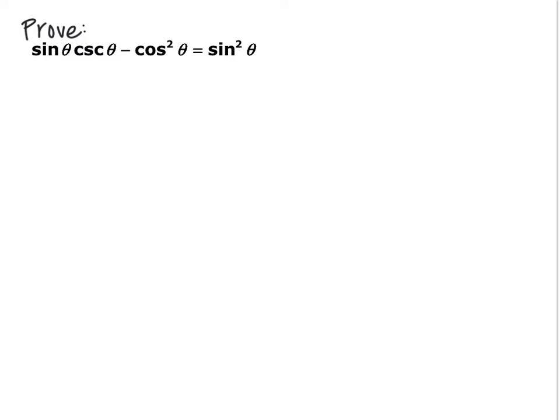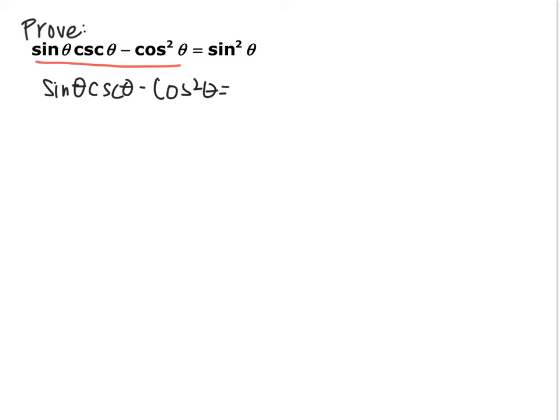So here's an example. We want to prove that sine of theta times cosecant of theta minus cosine squared of theta is equal to sine squared of theta. So first thing, we want to pick the most complex side. That was step 1. So I would say that the left side is the most complex side. And we're going to use our trig identities that we already know to prove it. My right side only has sines in it, so I'm going to get rid of this cosecant by changing it into sines and cosines.